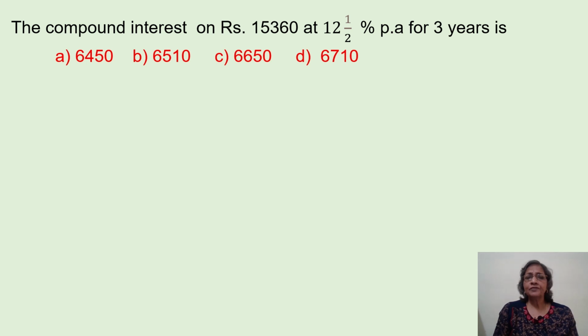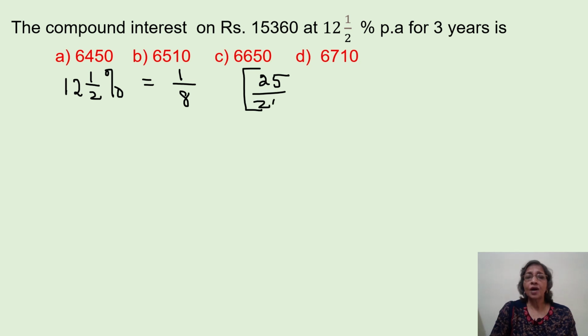Compound interest on 15,360 at 12.5%. So now let's convert the 12.5%. 12.5% is nothing but 1 upon 8. Now those who do not remember, 12.5% is going to be 25 upon 200. This cancels directly 8 times. So you get this as 1 upon 8.